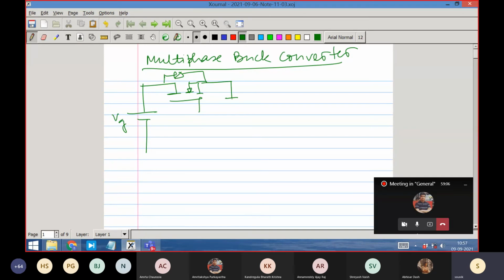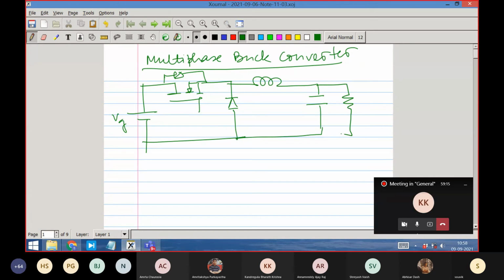This is one buck converter, you already know: one inductor, one capacitor. Then I draw another buck converter from the same source. Same source means I'm still tapping from here. But there is a difference.